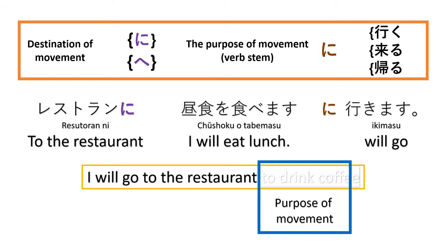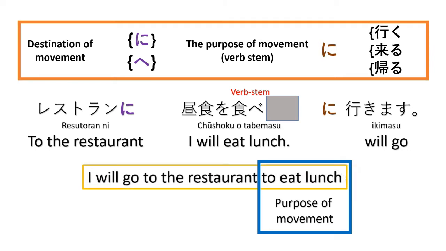Alright, now let's say we go to the restaurant to eat lunch. So, 昼食を食べます. This is the mas form. In order to make the verb stem, again, we just remove the mas. And then it becomes the purpose of movement. That is the purpose of your going to the restaurant. レストランに昼食を食べに行きます. I will go to the restaurant to eat lunch. That is the purpose of your movement.